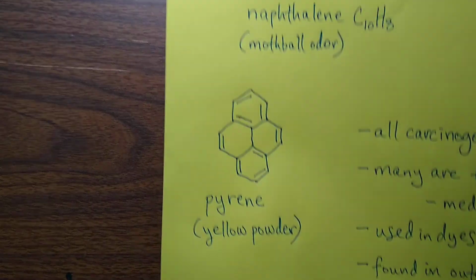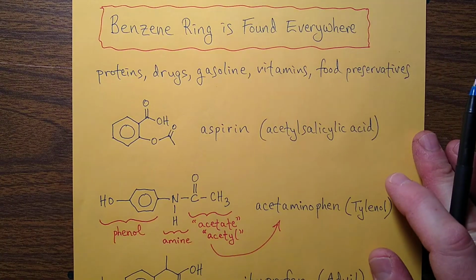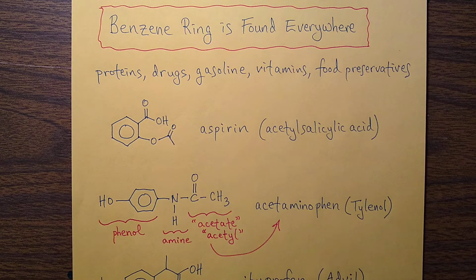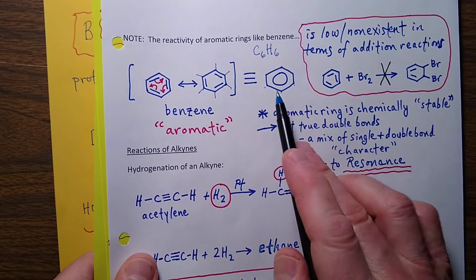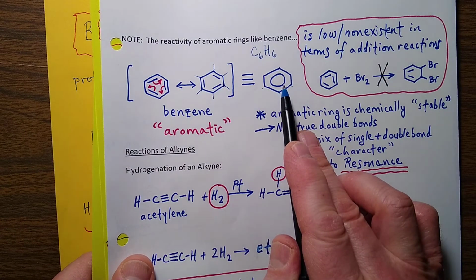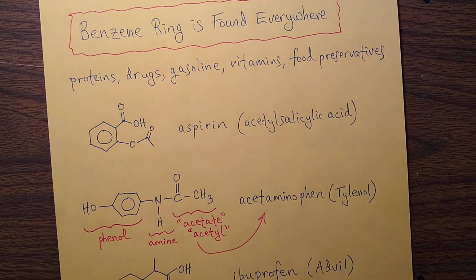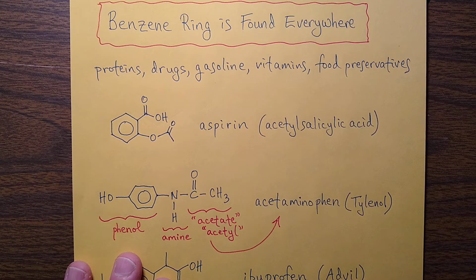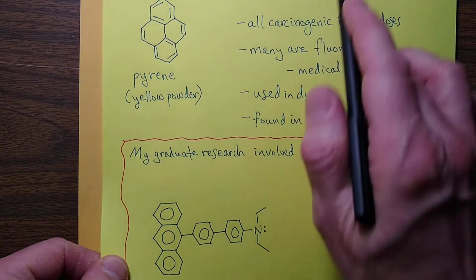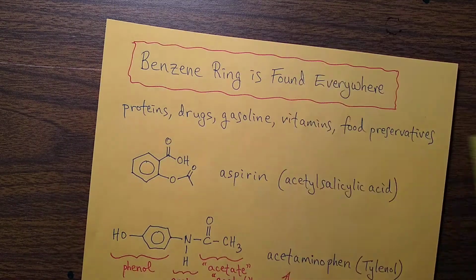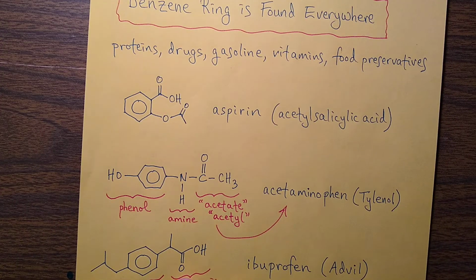The benzene ring is found in all sorts of places. Even though benzene itself, the benzene ring, is extremely toxic. This molecule by itself is dangerous. It causes leukemia in high doses. But when you make benzene into other derivatives, the toxicity drops quite a bit.